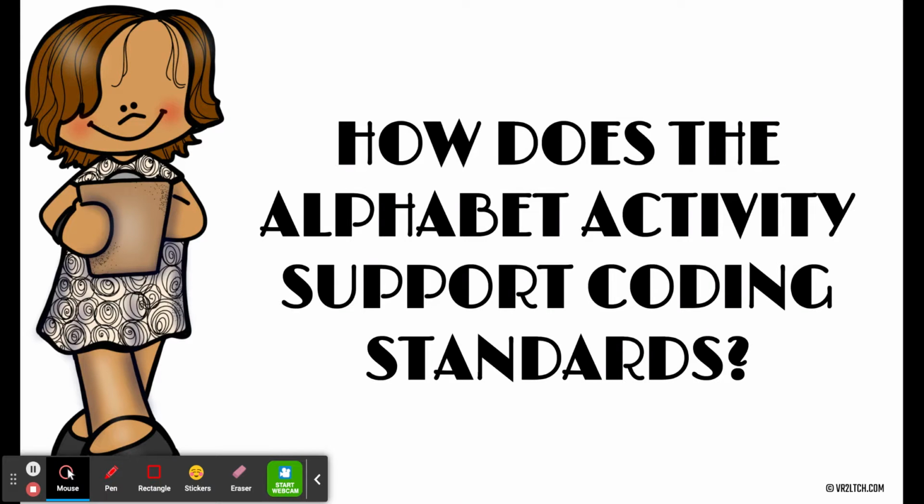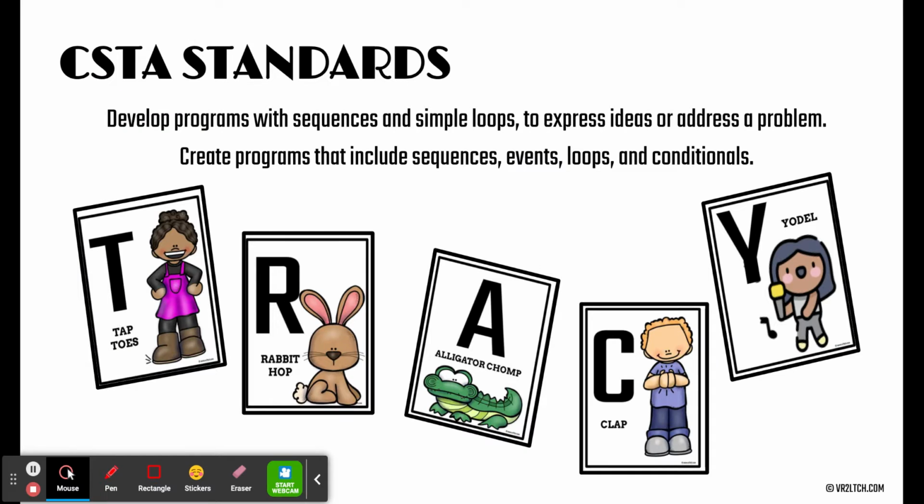So you're probably wondering how the alphabet activity supports coding standards or how students are engaged in coding during this activity. One of the great things about coding is that it can actually be seen and applied to just about anything that we teach and do with young children. So the standards that are referred to in this activity are the Computer Science and Technology Association standards.